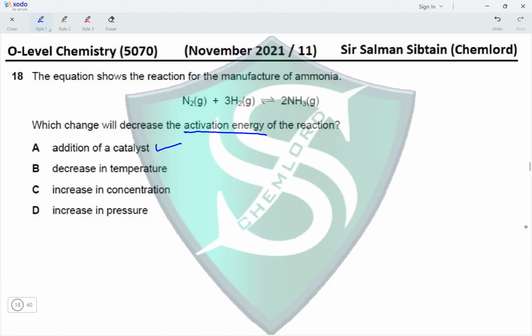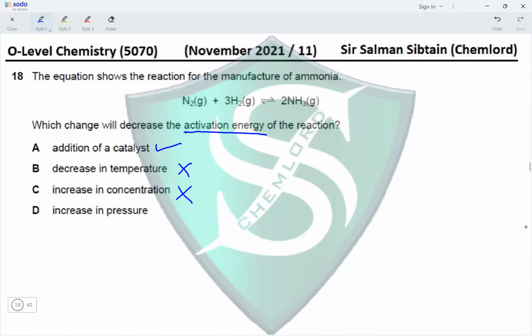Option B, decreasing the temperature. This will shift the equilibrium left or right, but this will have no effect on activation energy. Increasing the concentration, again, if the concentration of reactants is increased, equilibrium shifts towards the right. If the concentration of products is increased, equilibrium shifts towards the left, but nothing happens to the activation energy.